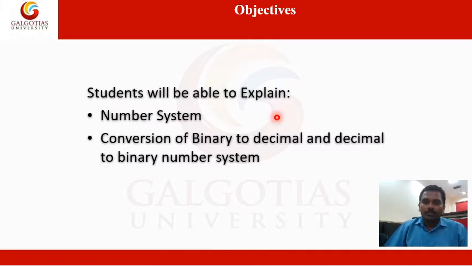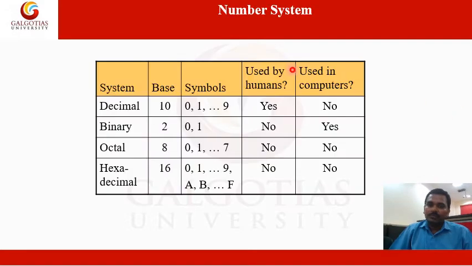The objective of this lecture is that the students will be able to explain the number system. They will be able to convert binary numbers to decimal numbers and vice versa. What is a number system? There are four basic number systems: decimal, binary, octal, and hexadecimal.